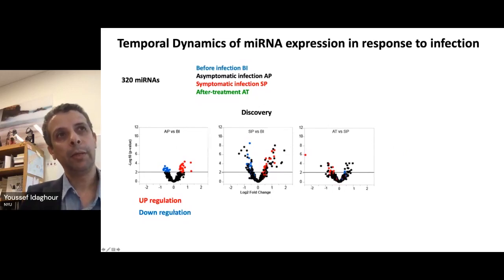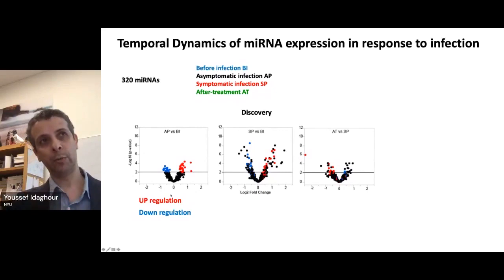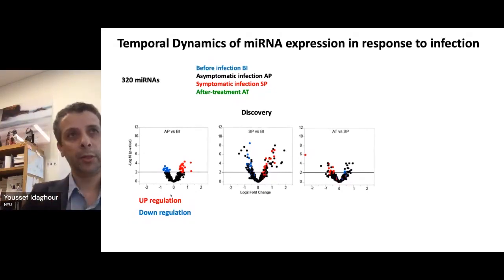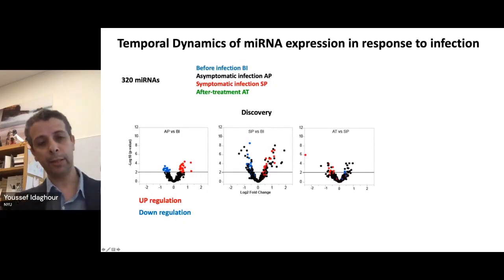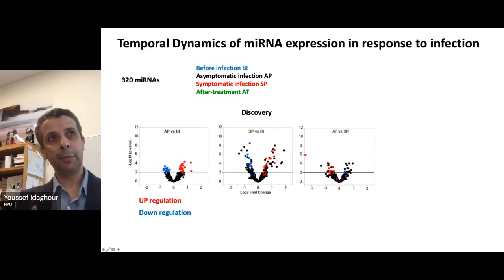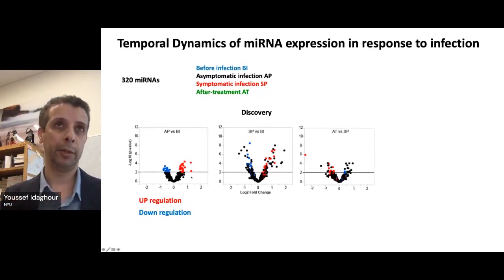So what we see here, we do differential microRNA expression analysis, which means that we want to detect which microRNA go up or down. And because we have the four stages, we can really see exactly those changes and how they change over time. So as you can see in the first plot, we have some microRNA that are upregulated and some other microRNA are downregulated. And this is from before infection to the asymptomatic parasitemia stage, which really tells you that there are changes that are taking place early during the infection.